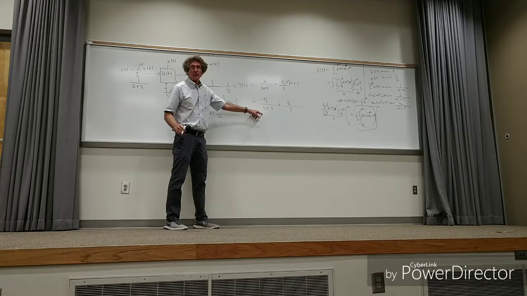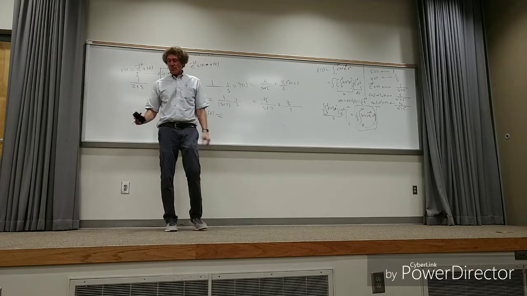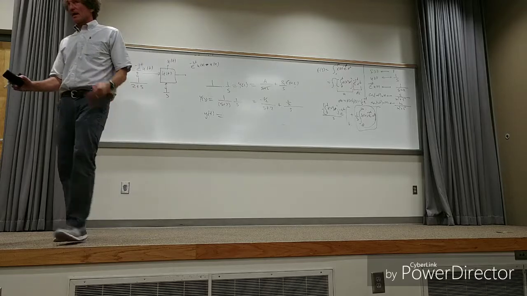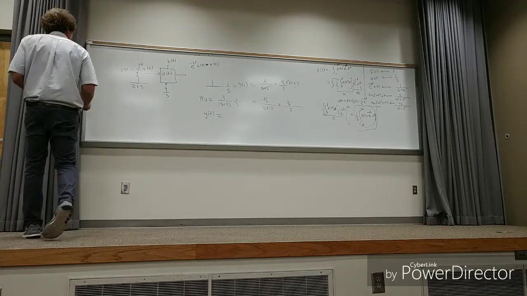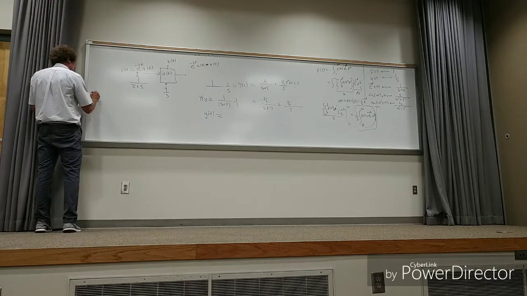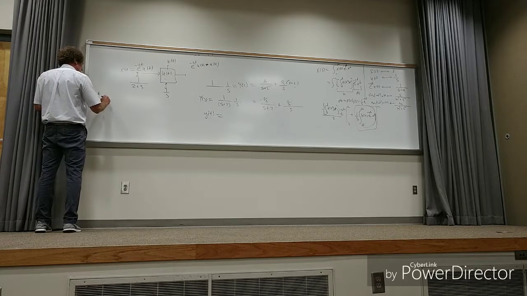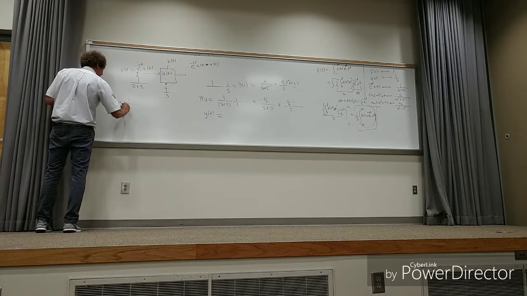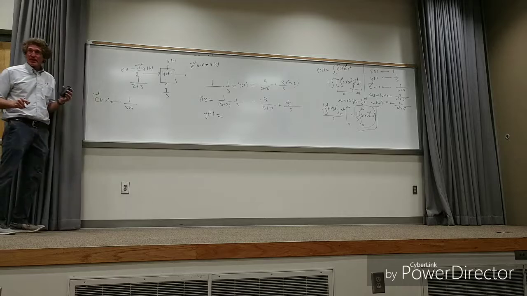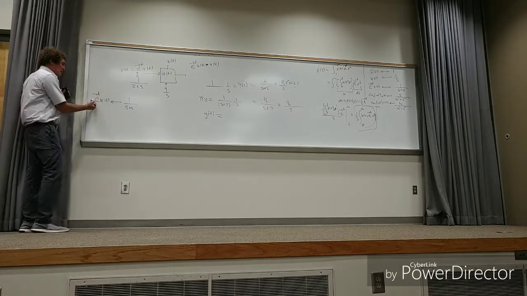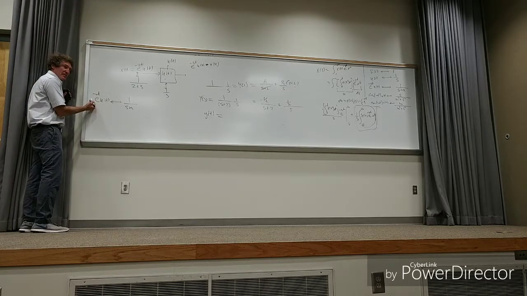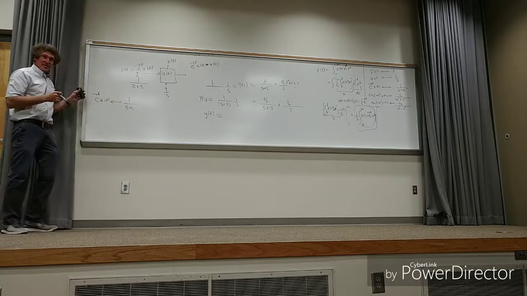What is the function? What gives me a transform of 1 over s plus a? If I have e to the minus at u of t, that goes over 1 over s plus a, correct? What happens if I put a minus 1/2 here? Minus 1/2 there. Correct, class?